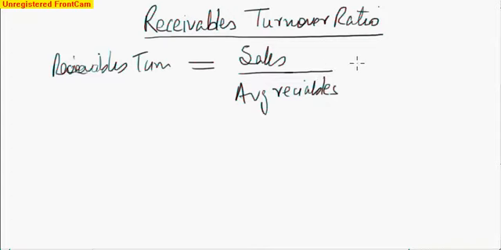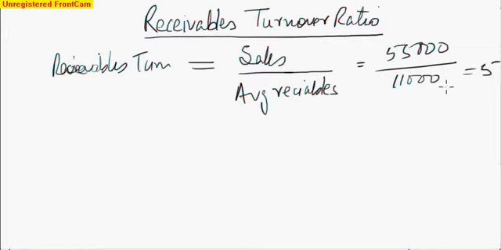Now, take an organization. Let me say that assuming their sales is 35,000 crores and average receivables is 11,000 crores. So what it means is that the receivable turnover is 5 times. 5 times the receivables have turned over to generate this kind of sales. The higher the receivable turnover, the higher the number of turns, as we know earlier also when we did inventory turns, the higher the number of turns, it's better for the organization.